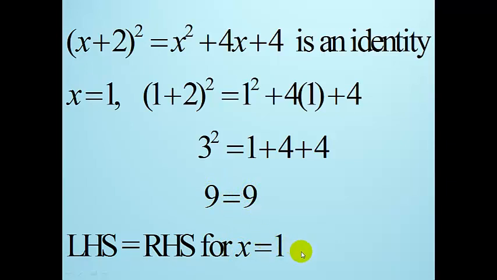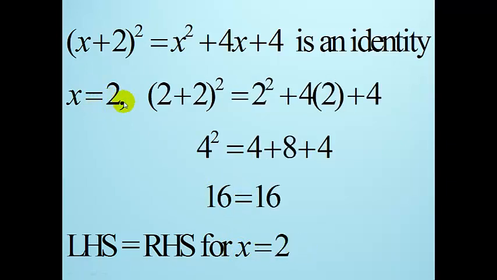Now let's take another value of x and see. When x equals 2, wherever you see x, we substitute 2. And in doing that, we have (2 plus 2) squared on the left hand side is equal to 2 squared plus 4 times 2 plus 4. Now 2 plus 2 is 4. So we have 4 squared on the left hand side, and 4 squared equals 16. Now 2 squared is equal to 4. 4 times 2 is equal to 8. So plus 4. Now 4 plus 8 is equal to 12. And 12 plus 4 is equal to 16. So we can also see that the left hand side is equal to the right hand side for x equal to 2. Now let's continue.